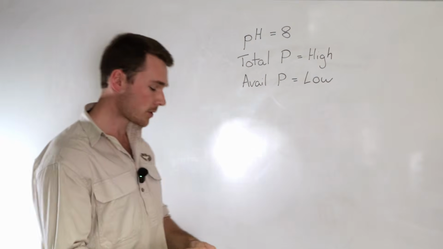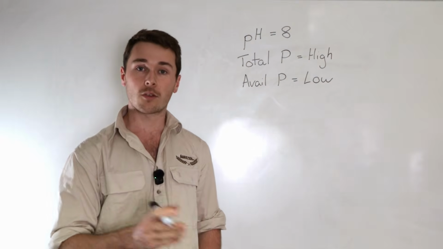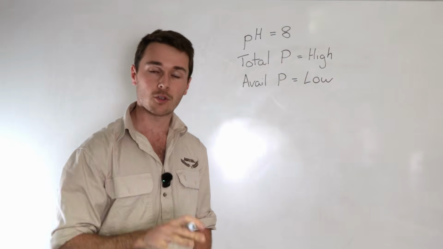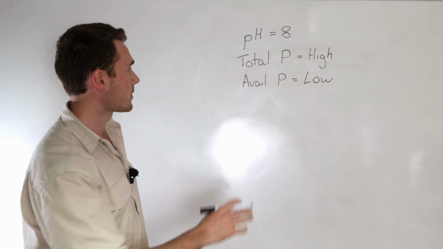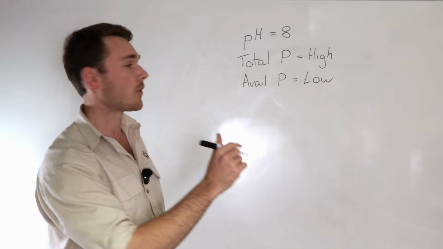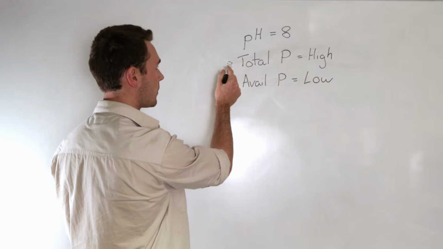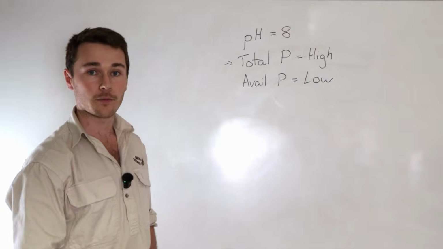So some solutions for this. Firstly, don't apply soft rock phosphate, because soft rock phosphate requires an acidic soil environment to release. And so in this case, if you just apply soft rock phosphate, it's all going to go into your total and you're not going to actually benefit your plants.